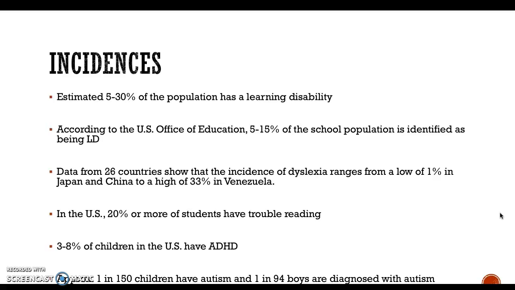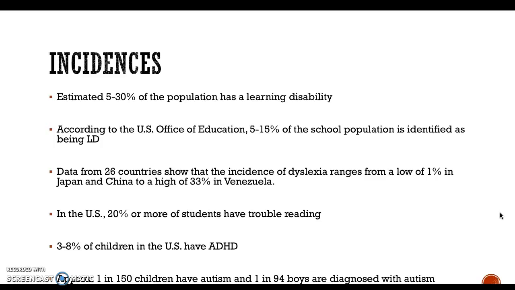So an estimated 5 to 30% of the population has a learning disability. According to the U.S. Office of Education, 5 to 15% of the school population is identified as being LD. Data from 26 countries show that the incidence of dyslexia ranges from a low of 1% in Japan and China to a high of 33% in Venezuela. In the U.S., 20% or more of students have trouble reading.